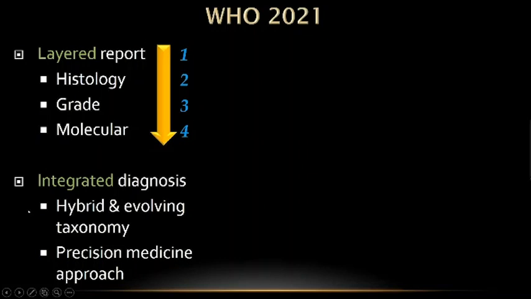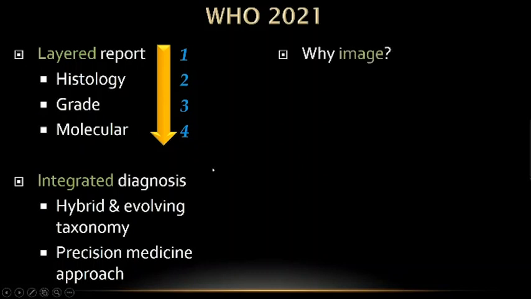Because we continue to identify new genetic pathways and understand their effect on patient outcomes, the taxonomy is evolving, and the whole idea is to have a precision medicine approach where we have better diagnosis, prognosis, and treatment of these patients with different types of molecular variants.